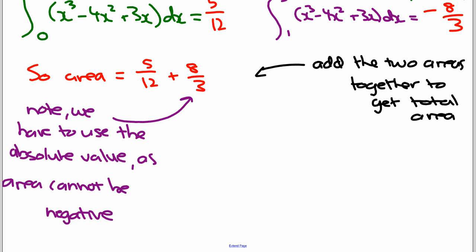And then what do you get, Sarah? 37 over 12. You're just fine. And if you need units, you just write square units, or unit squared.